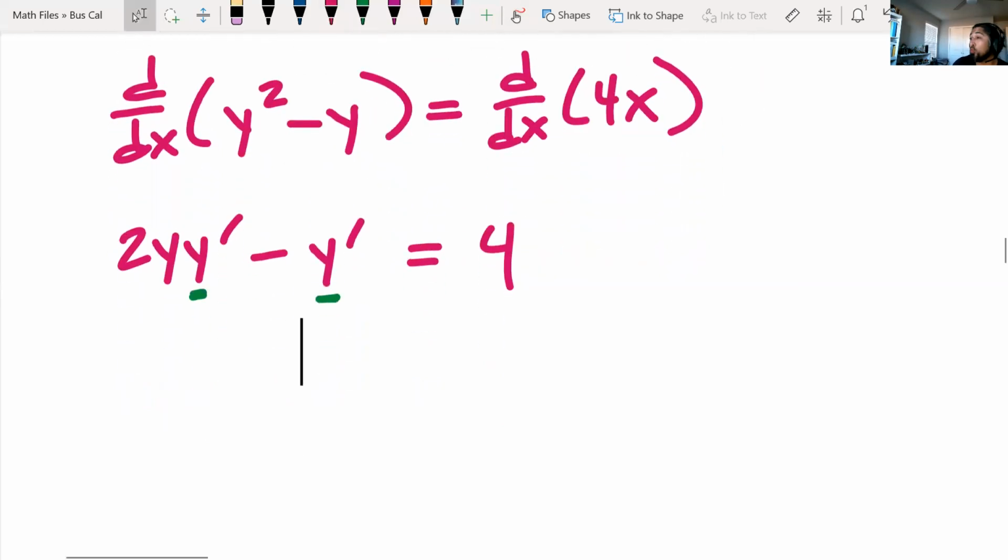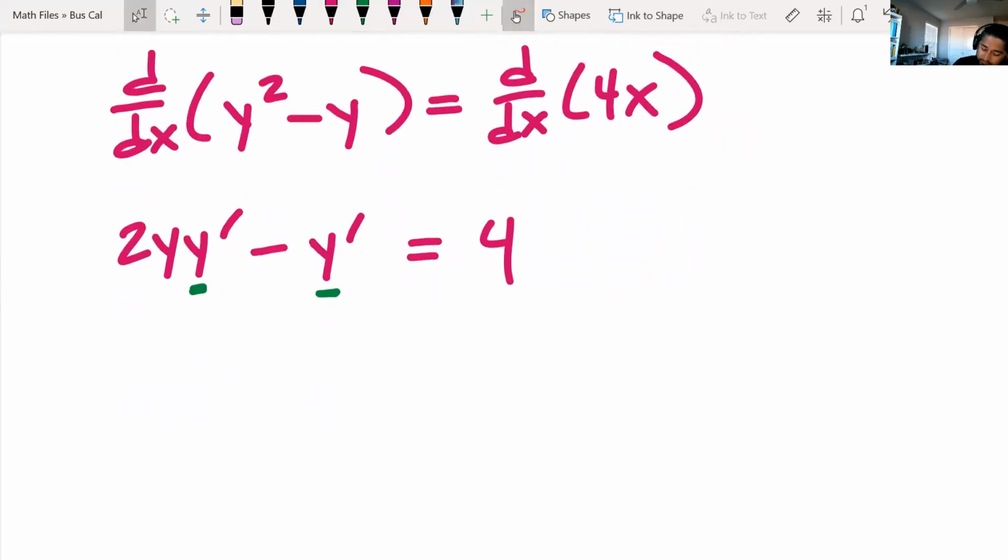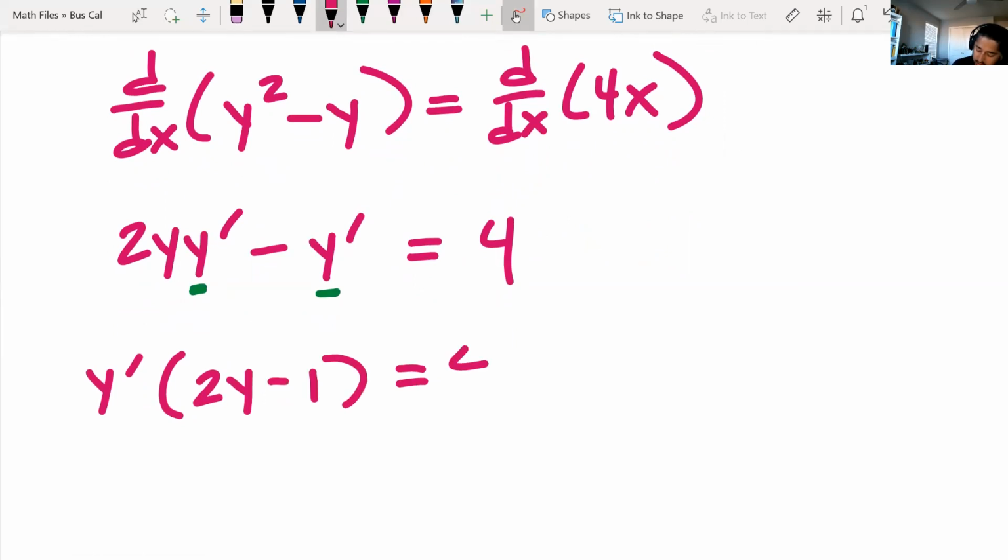Since we have two y primes on the left, that becomes a greatest common factor, which means we can factor out a y prime. And that will leave me with 2y minus 1 equal to 4. And then to solve for y prime, we just have to divide by 2y minus 1.